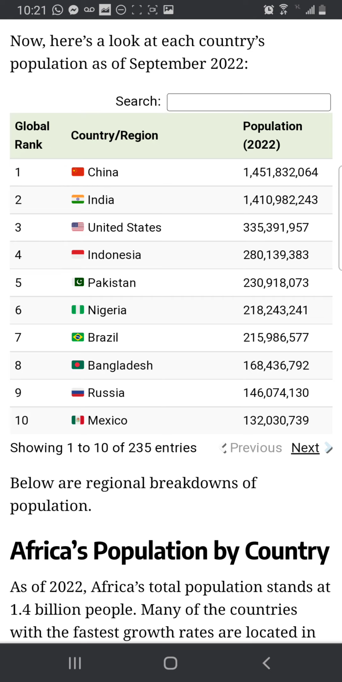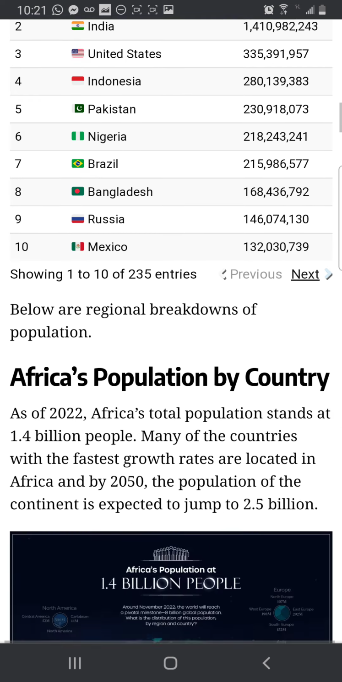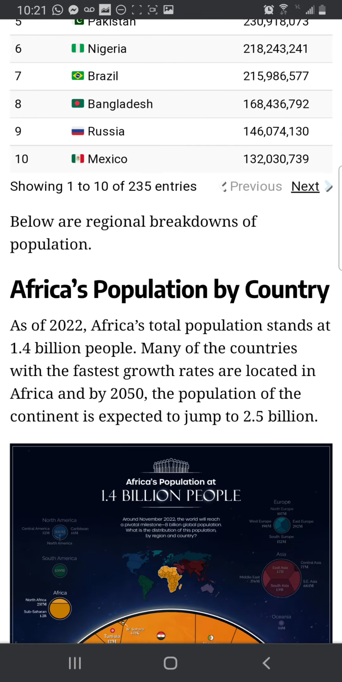Indonesia with 280 million. Pakistan at 5th place, 230 million. Nigeria 6th place, 218 million. 7th place, Brazil 215 million. Bangladesh at global rank 8th place, 168 million. Global rank 9th place, Russia at 146 million. Mexico 132 million at rank 10 out of 235 entries.